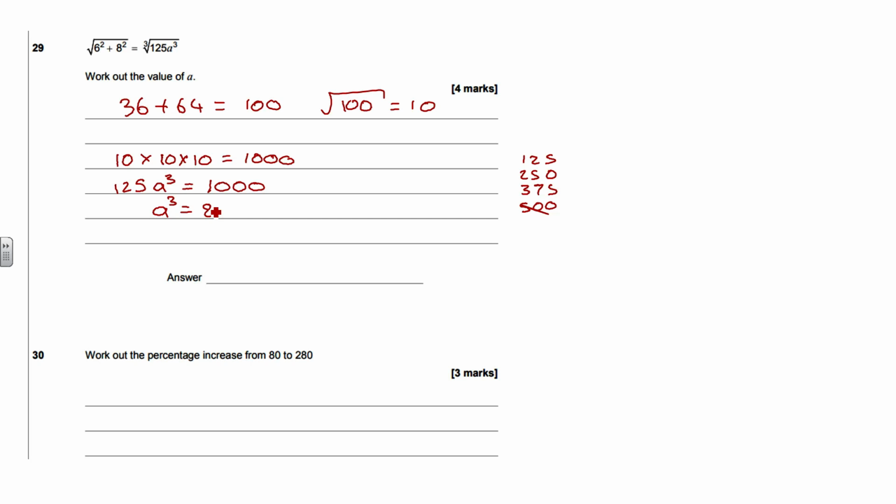What number cubed makes 8? Well, it's got to be small, and it's 2, isn't it? 2 times 2 times 2 is 8. So a must have been the number 2.